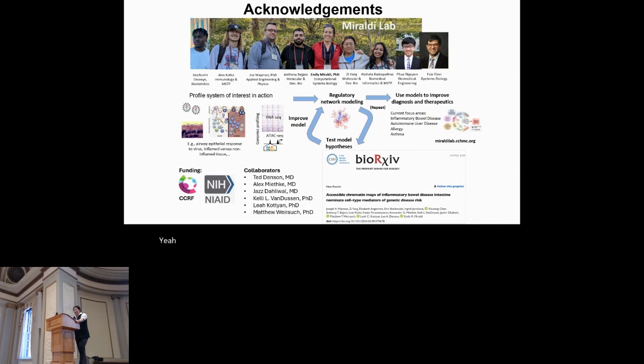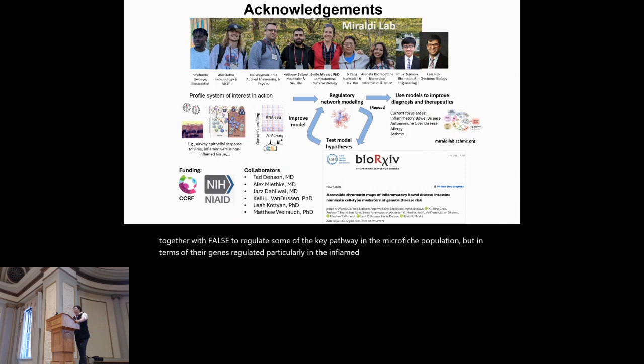Yeah, sure. So to my current knowledge, as I showed, it actually regulates the TNF alpha signaling. And also what I know is that for one important regulator, ETS2, it also works together with FOS to regulate some of the key pathways in the macrophage population. But in terms of the genes regulated, particularly in the inflammatory monocytes compared to the inflammatory macrophage, those genes are actually enriched for different pathways.